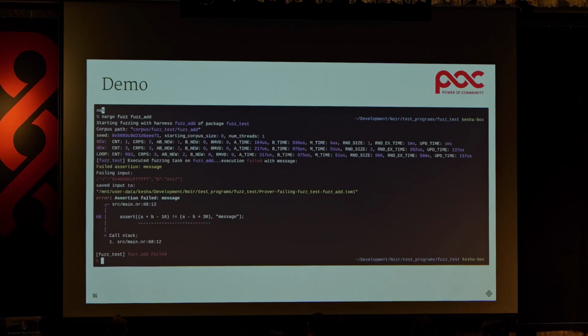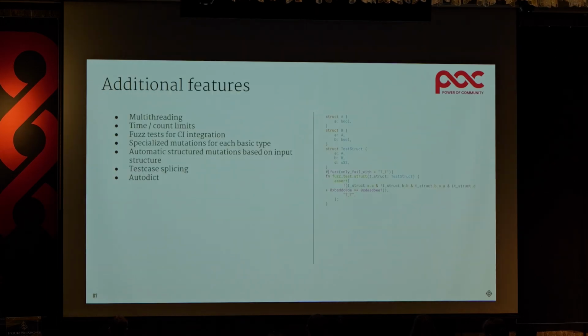So yeah, here we can see that the particular assertion that we were interested in has been broken. Some other features that have been implemented specifically for Noir are multi-threading. There are time and count limits. There are fast tests for CI integrations.